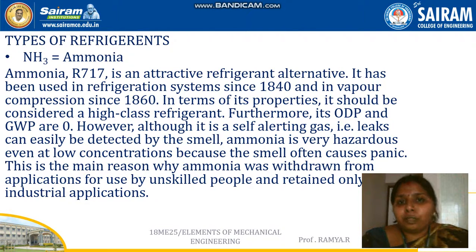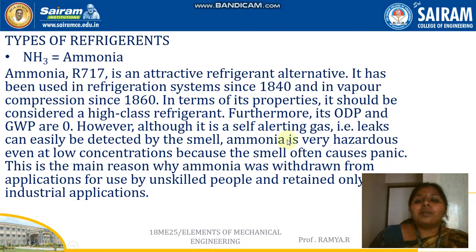The next one is about types of refrigerants. There are many types of refrigerants available, of which we'll be seeing a few that are commonly used in refrigeration systems. The first one is ammonia, represented as NH3. It is an attractive refrigerant. It has been used in refrigeration systems since 1840 and in vapor compression since 1860. In terms of its properties, it should be considered a high class refrigerant. Further, its ODP and GWP are 0.